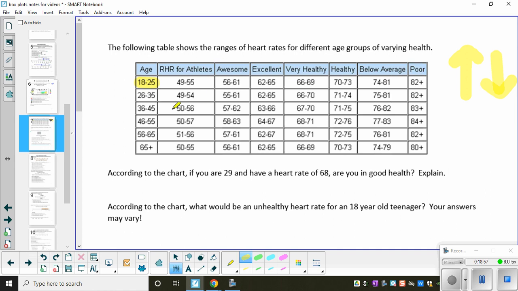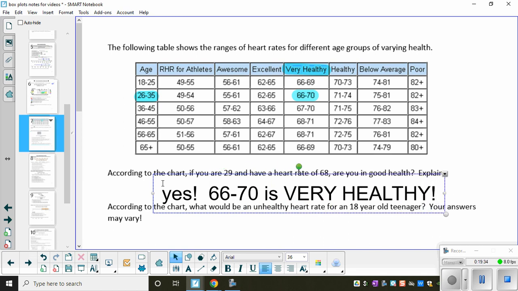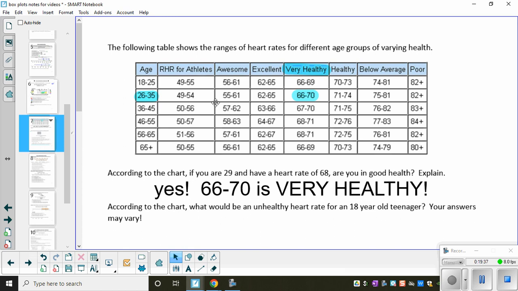All right, now let me erase this and talk about this first question. According to the chart, if you are 29, that puts us in this age range. If you have a heart rate of 68, does that mean you're in good health? If you're in this age range and your heart rate is 68, it's right in here, so that means you are very healthy. We're going to put yes here because 66 to 70 on the chart is very healthy. So you are in good health. Just getting comfortable with reading this chart.